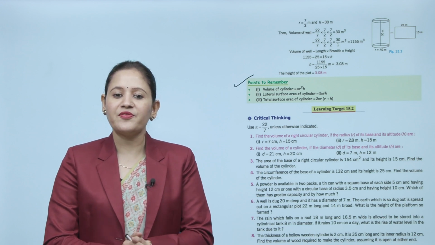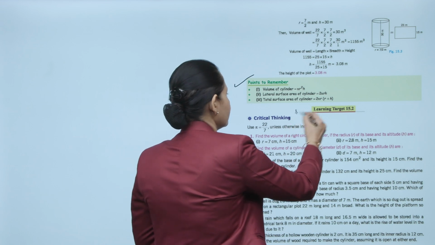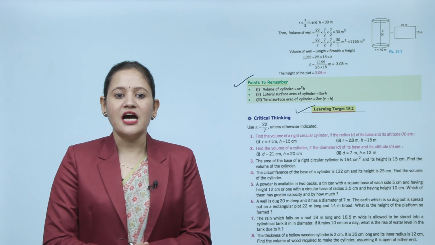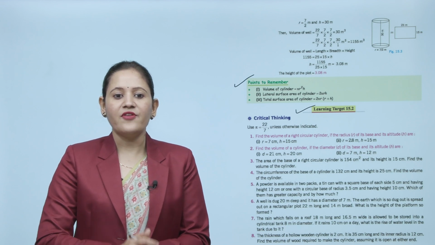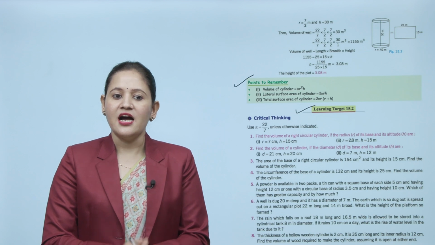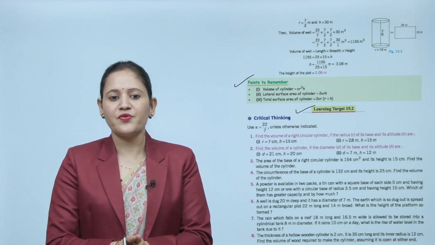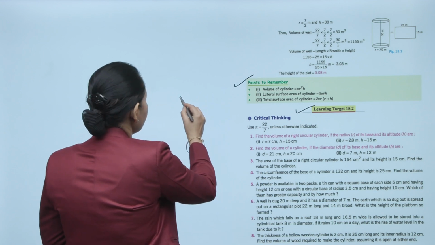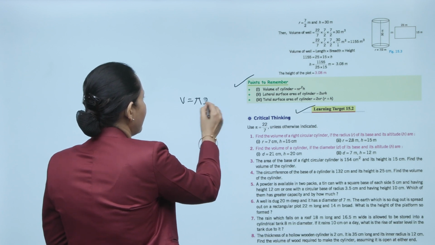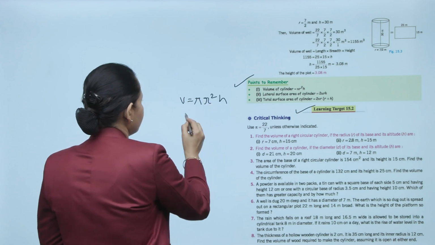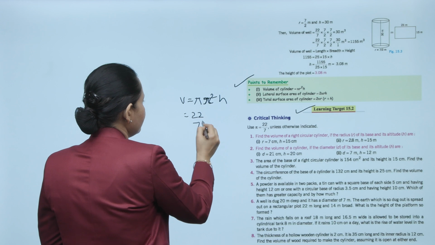Next is learning target 15.2. Critical thinking. Use pi equals 22/7 unless otherwise indicated. Find the volume of a right circular cylinder if the radius r of its base and its altitude h are given. R equals 7 centimeter and h equals 15 centimeter are given. We have to find out the volume. So volume equals pi r square h. Pi we will take as 22/7.